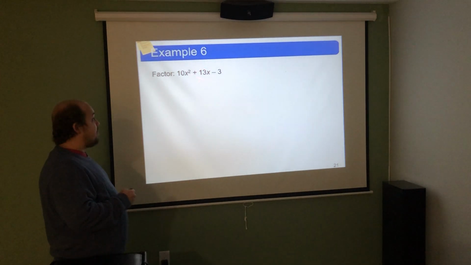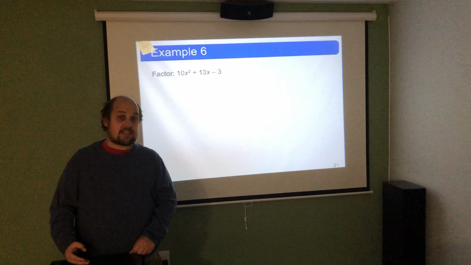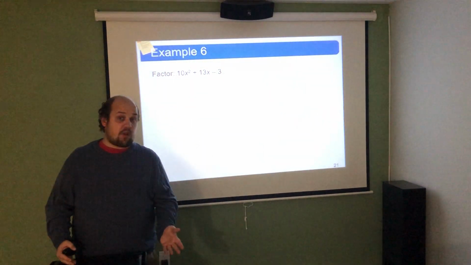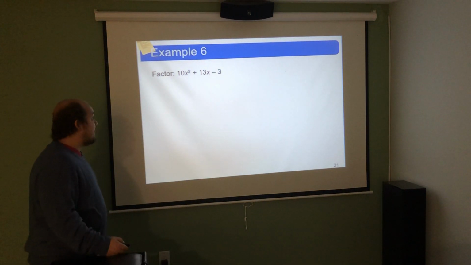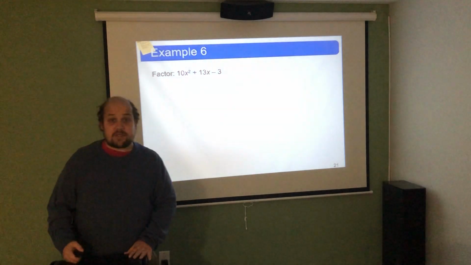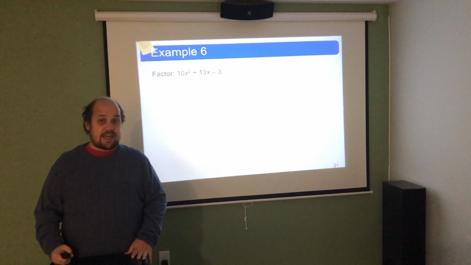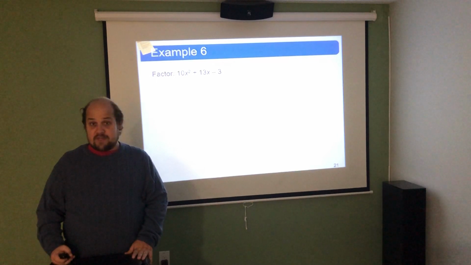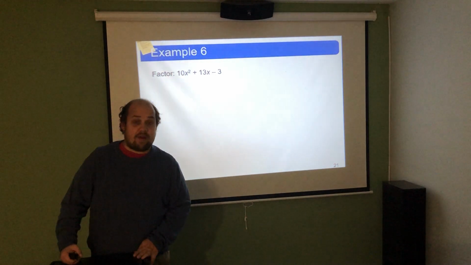Since this middle term is positive, it means that the larger of the two numbers is going to be the one that's positive. That way, when I combine them, a larger positive with a smaller negative is going to give me a positive result. So I think of the different ways to multiply to 30. I have 1 times 30, but when I do 30 minus 1, I get 19. Or I'm sorry, I get 29, which is not 13. I then have 2 times 15. When I do 15 minus 2, I do get 13, so that is the correct answer.